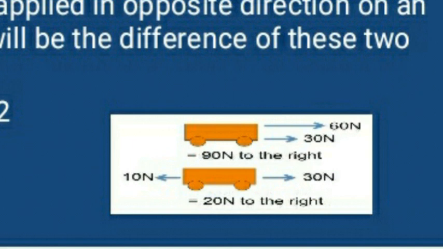But in the second case, see, when a force of 10 Newton is applied towards the left and 30 Newton towards the right, that means the direction is opposite. At that time the resultant force will be the difference, that means 30 minus 10, which is 20 Newton to the right. These are the two cases where forces are applied in the same direction and in the opposite direction.